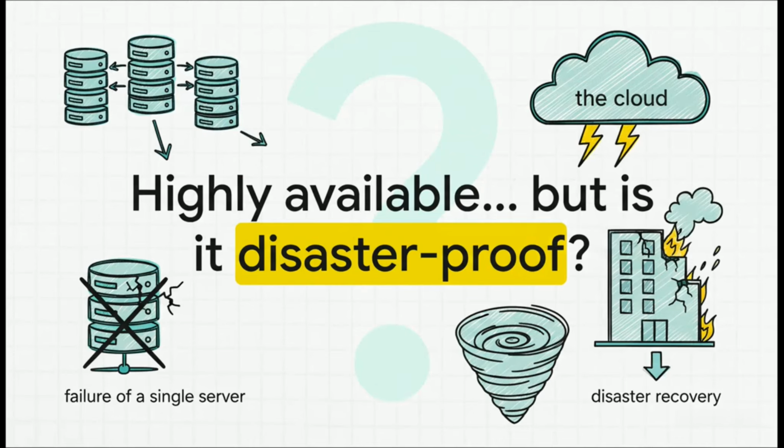So you've done it. You followed the steps, you built this robust cluster, and now your services are highly available. They're protected from a single server failing. But here's a final thought to leave you with. What happens if your entire data center goes offline because of a fire or a flood? High availability is one thing, but disaster recovery is a whole other level. And that, well, that's a story for another day.